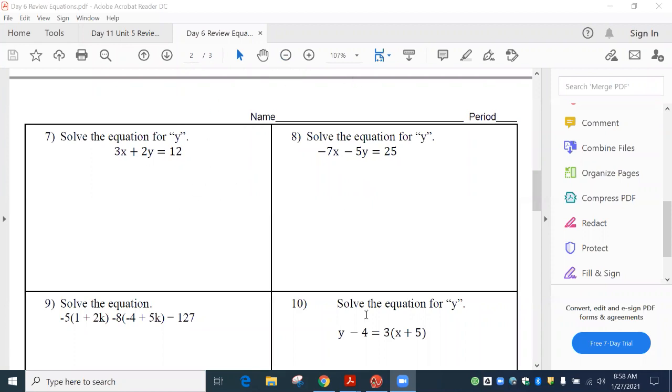So the final answer, let me just write the final answer down. I think the final answer was y equals -3/2x plus 6. I think that was that. Okay.